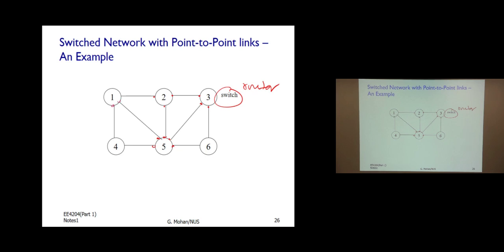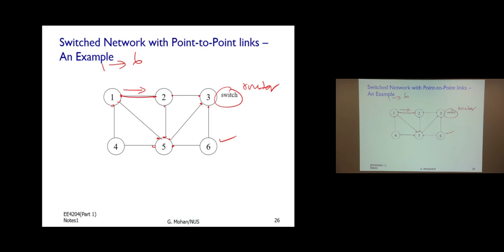So what is done is this: when a switch receives some data, let's say 1 wants to send some data to 6. It's not a broadcast link. If it were a broadcast link, 1 would simply broadcast only once. Everybody receives, only 6 will grab it because 6 knows that it's meant for it, and others will not take it. That's a broadcast. But point-to-point means this link connects only 1 and 2.